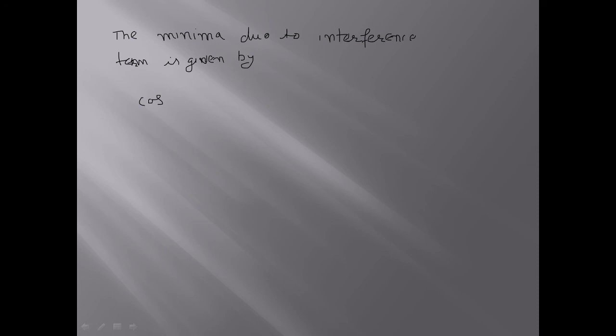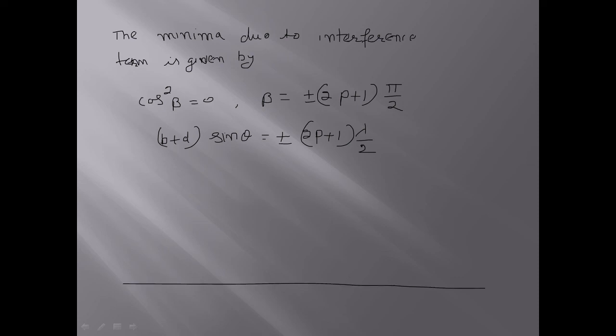given by cos square beta is equal to 0, and this value is 0 for beta equal to plus minus (2p plus 1) pi by 2, and this gives sine theta is equal to plus minus (2p plus 1) lambda by 2.